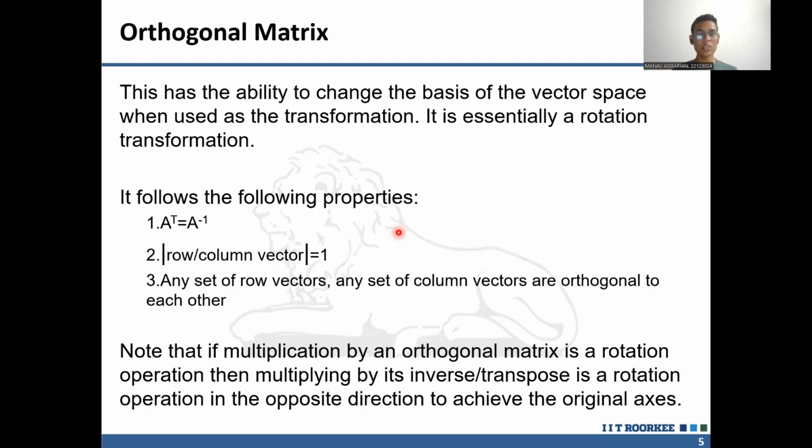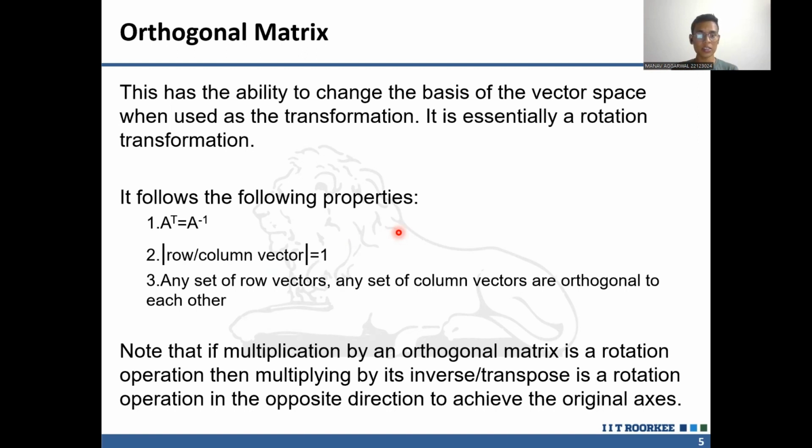Secondly, we discuss the orthogonal matrix. This has the ability to change the basis of the vector space when used as the transformation. It is essentially a rotation transformation. It follows the following property. First of all, the orthogonal matrix is special as its transpose serves as its inverse as well.